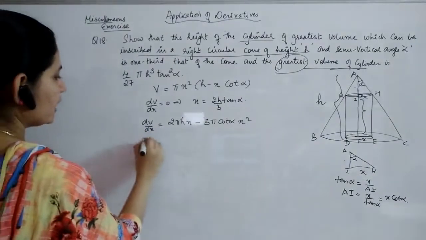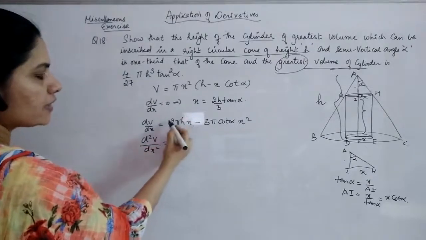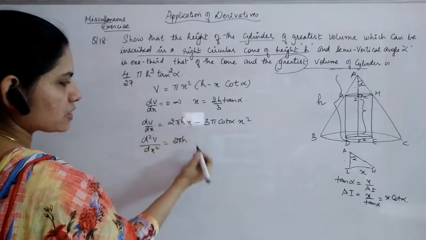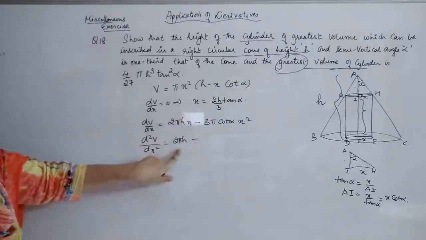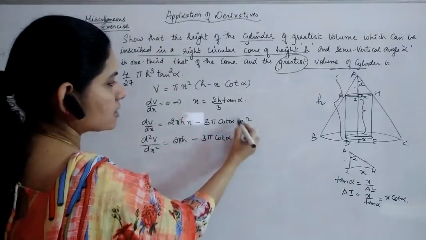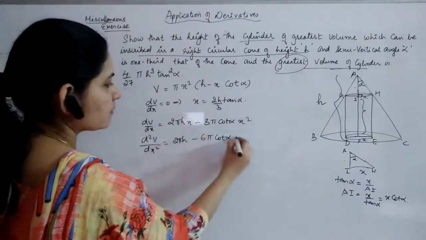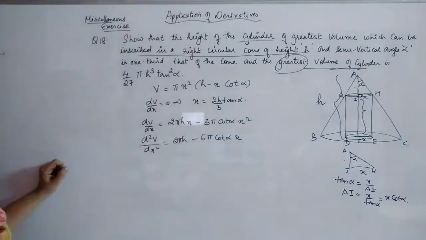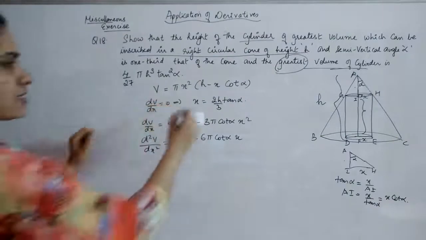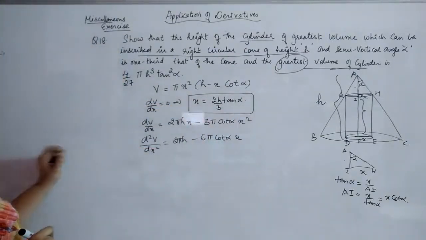Now differentiating again, you will get d square v by dx square equal to the derivative of this. Again 2 pi h is a constant and the derivative of x is 1, so you will get the first term as 2 pi h. Minus 3 pi cot alpha is a constant, and the derivative of x square will give you 2x, so this will become 6x. Now you have to replace the value of x in order to check whether it is giving you the maximum volume or not.